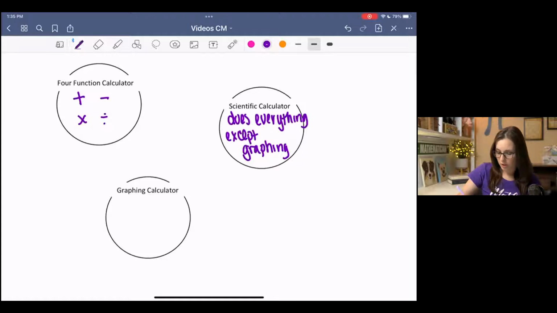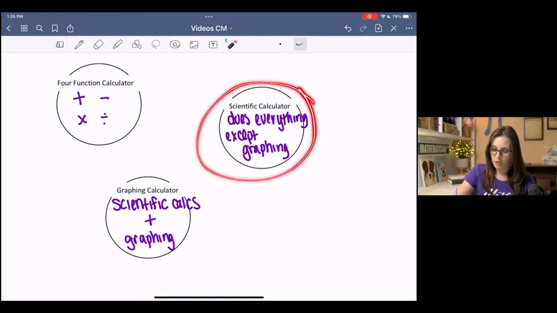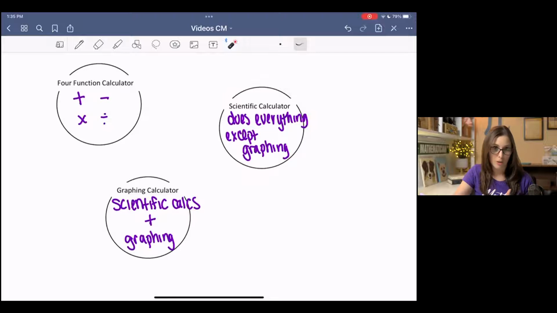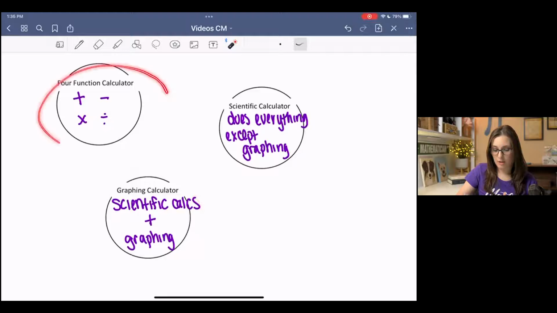So graphing calculators are basically scientific calculators plus graphing, and it's going to do everything. These calculators are in the 20 to 40 dollar price range. These calculators are in the 100 plus price range, and these calculators are less than $10. But you kind of get what you pay for.